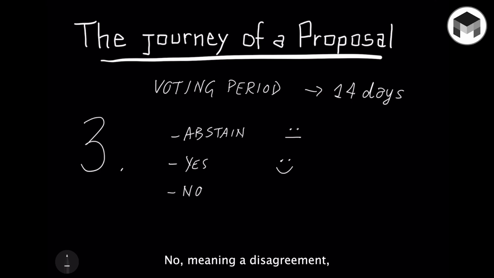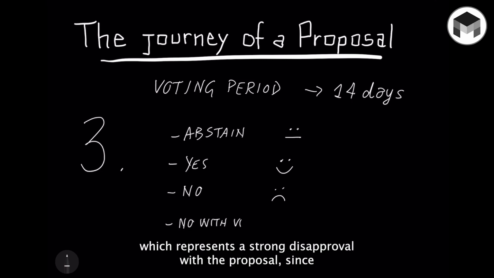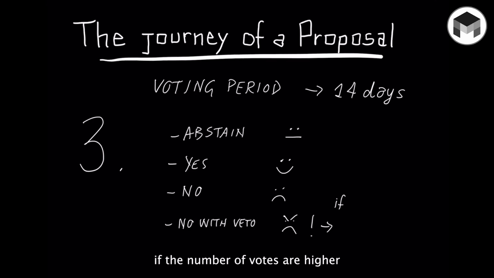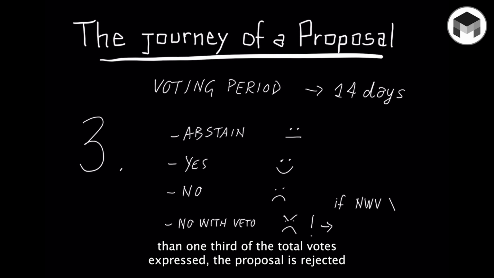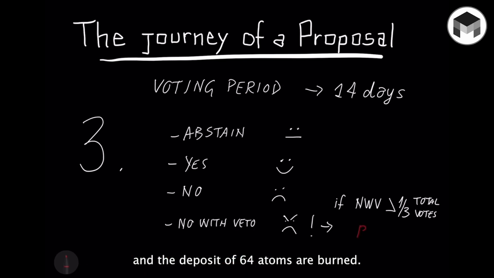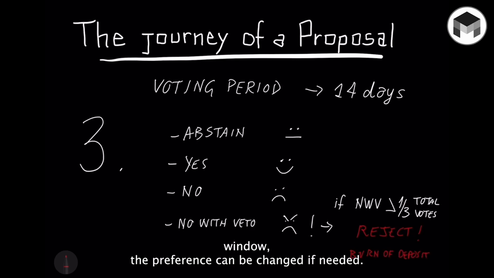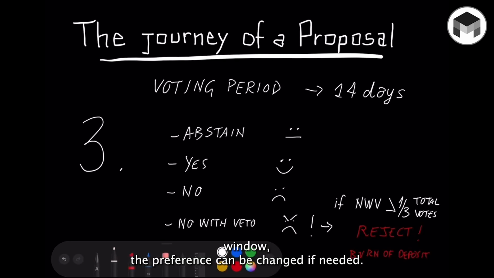No, meaning a disagreement. And finally, no with veto, which represents a strong disapproval with the proposal, since if the number of no with veto votes are higher than 1/3 of the total votes expressed, the proposal is rejected, and the deposit of 64 atoms are burned. Keep in mind that within the voting period time window, the preference can be changed if needed.